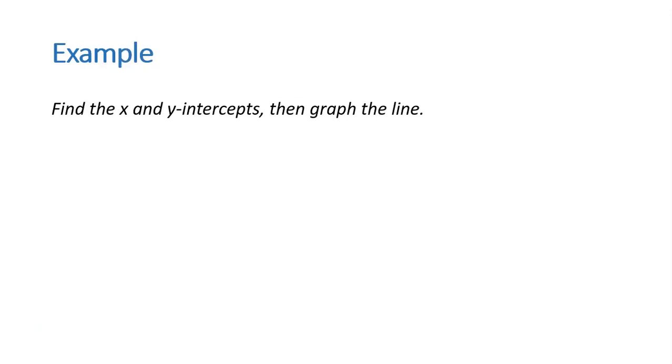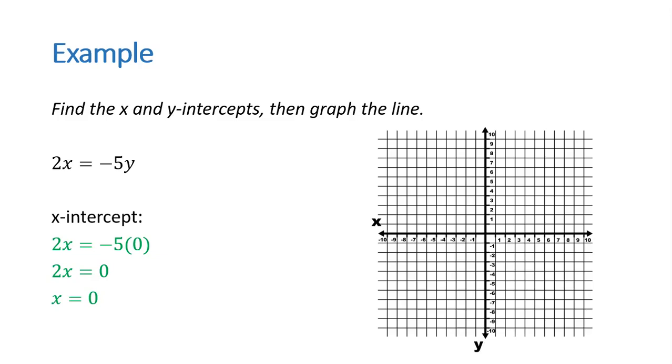Let's try another one. So we want to find our intercepts and we want to graph. Our new equation is 2x equals negative 5y. Notice that this equation isn't technically in standard form, but in terms of the procedure used to find intercepts, it doesn't change. So let's find our x-intercept. So we want to let y be 0, and we want to determine what x has to be to make that a true equation. So negative 5 times 0 is 0, so we have 2x is equal to 0. Well, the only way this is true is if x is equal to 0. So our x-intercept is 0.